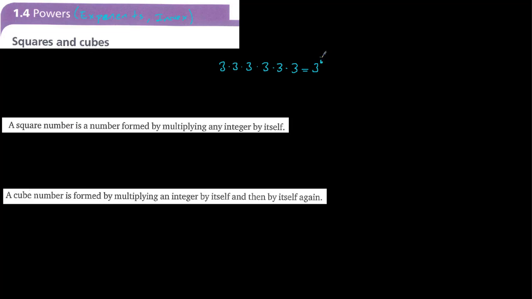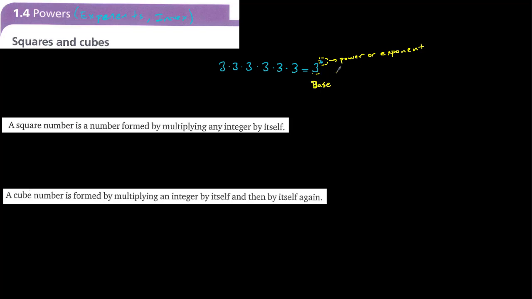The small number written up here shows how many times the number is multiplied by itself. I'm going to use a different color for that one. It shows the power, and it is written small on the right corner of the number. It is called the power or exponent. The number written below, the common number, is the base of the number.